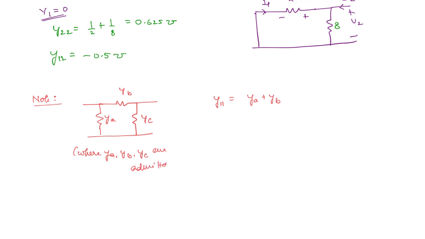If it is impedance, then you have to first find the reciprocal. Okay, please remember that. And what about Y22? This is going to be equal to YB plus YC, and the transfer admittances will be Y12 is equal to Y21 is equal to YB. Okay. So when a T network is given, Z parameters are easier to find, and when the pi network is given, then the Y parameters are easier to find. Okay. So this is an important point.